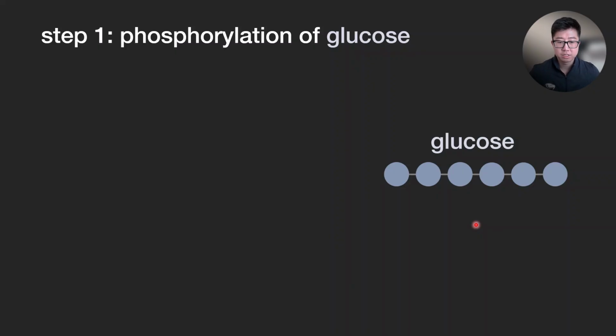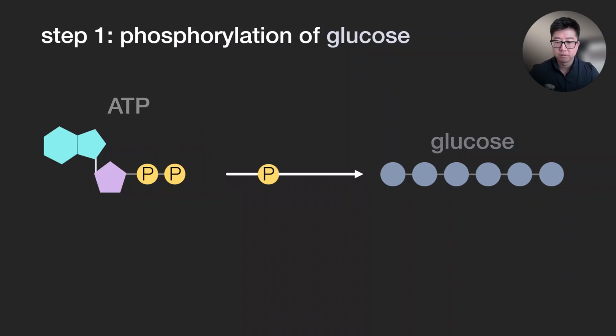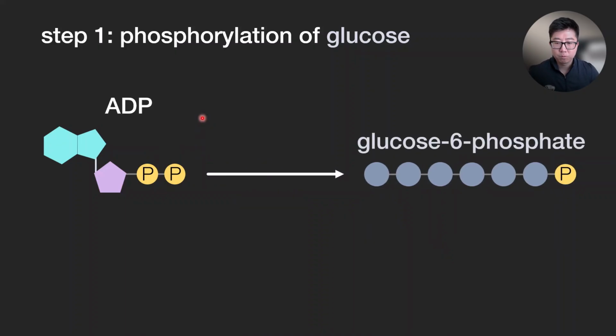but it also means the cell needs to activate it before it can be broken down for energy. And this is where ATP comes in. So ATP, or adenosine triphosphate, contains 3 phosphate groups. So in the first step, what happens here is that ATP donates one of its phosphate groups to glucose. So this converts glucose into glucose 6-phosphate. And at the same time, ATP is converted into ADP. And this reaction is carried out by enzymes called kinases.